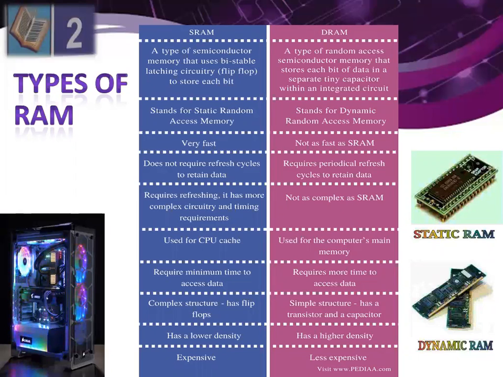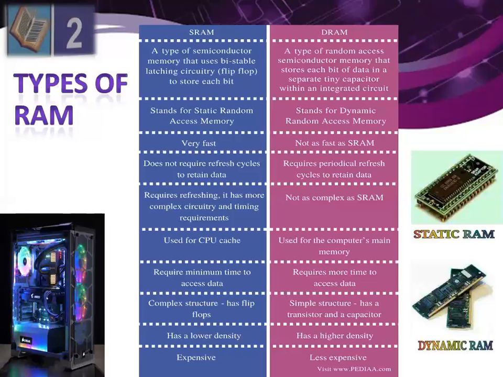So DRAM needs capacitors and transistors, and SRAM needs a flip-flop, like a register. SRAM stands for static random access memory and DRAM stands for dynamic random access memory. SRAM is a very fast memory and DRAM is not as fast as SRAM. SRAM does not require refresh cycles to retain data. DRAM requires periodic refresh cycles to retain data.